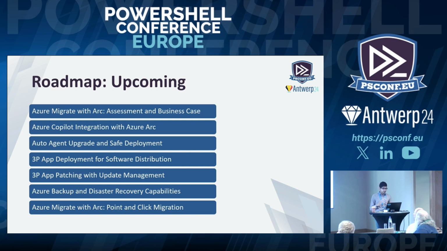The next set we wanted to touch on is the 3P app deployment for software distribution. We know this is top of mind for a lot of customers, natively available with VM apps, virtual machine apps for Azure VMs, where you can upload to Azure Compute Gallery and then deploy your 3P apps to your Arc servers, again across Windows and Linux, as well as the 3P app management with Update Manager, which is typically used for OS patching today.